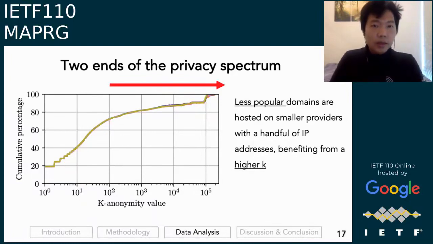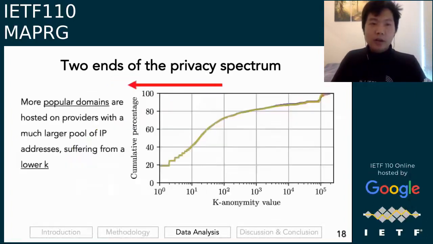Two minutes, okay. So the previous two slides show the two ends of a privacy spectrum. On the left hand side, there are less popular domains that are co-hosted together and benefit from domain name encryption. But on the right hand side, there are more popular domains that are not co-hosted with any other domains, and thus receive less privacy benefit from domain name encryption.